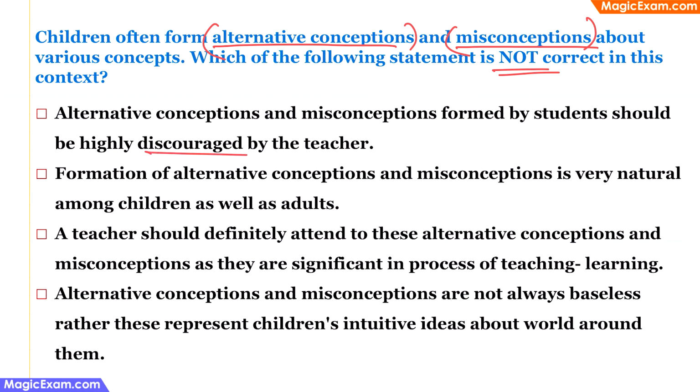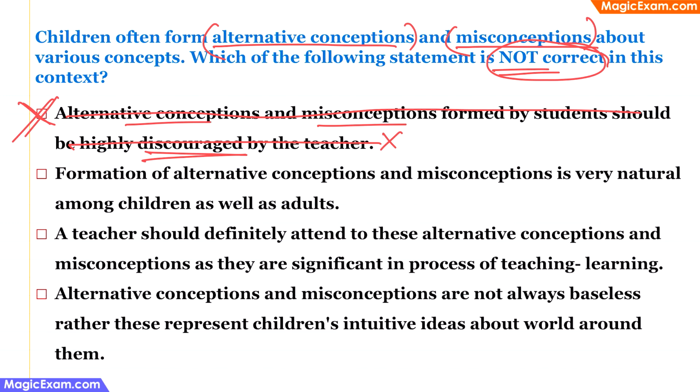Now, when we look at the options, the first one says alternative conceptions and misconceptions formed by the student should be highly discouraged by the teacher. This is an absolutely incorrect statement because alternative conceptions and misconceptions are very natural, right? Every child will form them based on the limited information that is available to them. Every adult also will form them based on the limited information that is available. So when the teacher is trying to discourage, it means that the teacher is actually trying to discourage the child from thinking at all. Therefore, this is an absolutely incorrect statement and this is not correct. Therefore, this is the answer because we have been asked to identify which of these statements is incorrect.